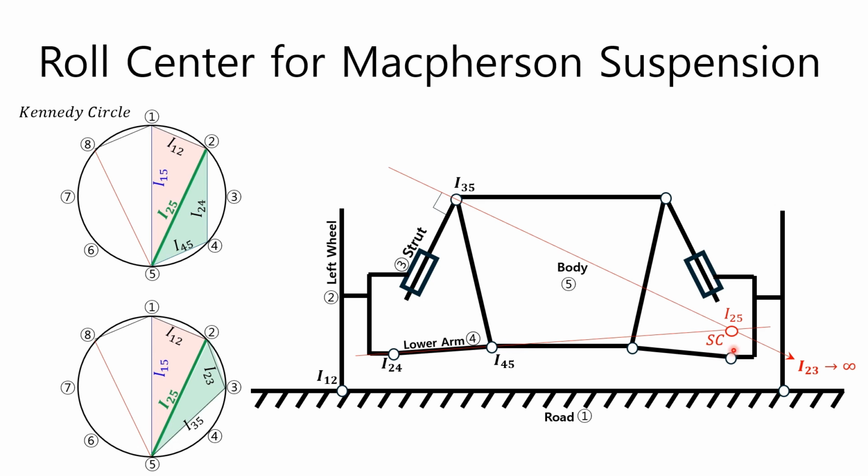As shown in the Kennedy circle and the left figure, the three instant centers I24, I45, and I25, corresponding to the green triangle of the upper left Kennedy circle, are all on a straight line, and the instant centers I35, I25, and I23, corresponding to the green triangle of the lower left Kennedy circle, are also all on a straight line.